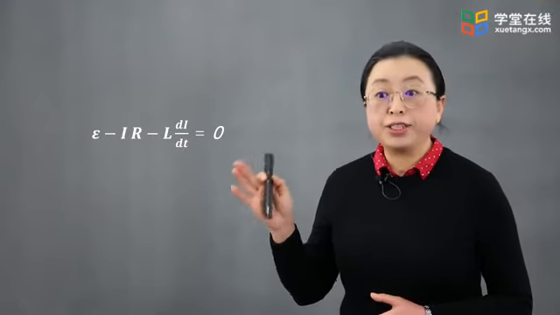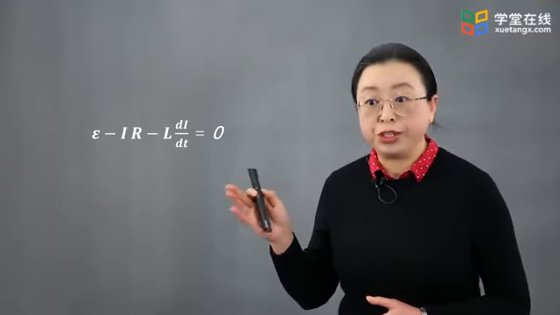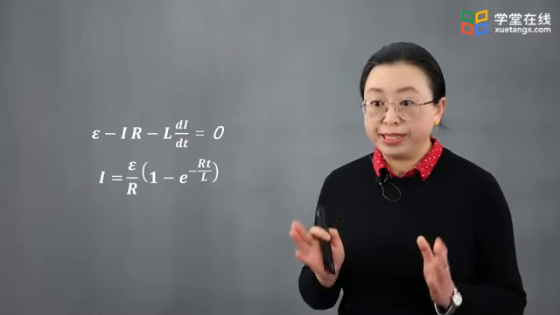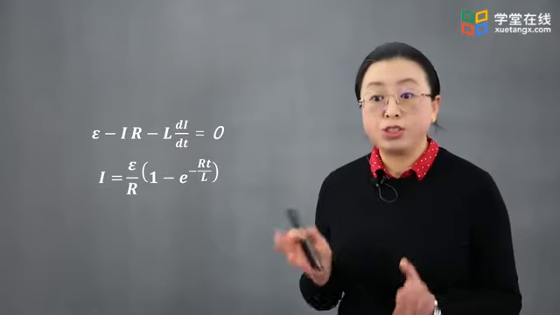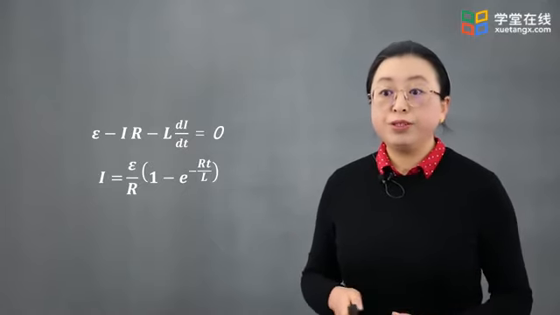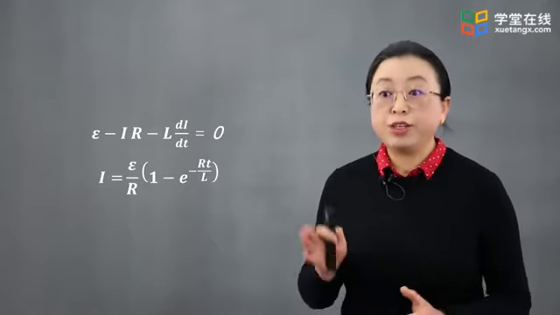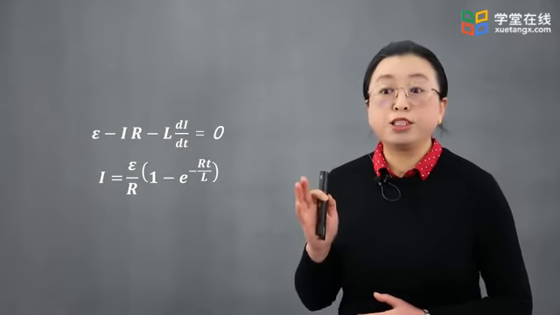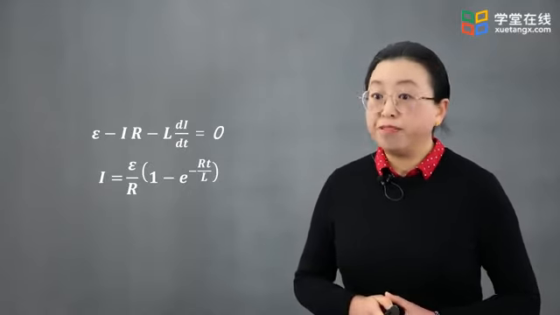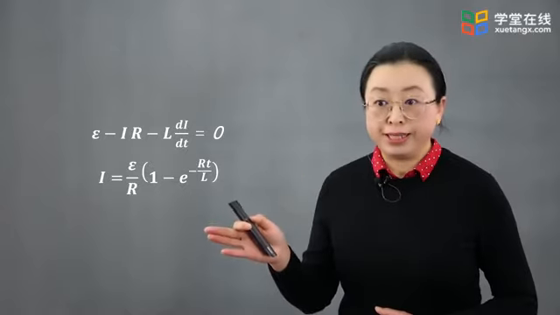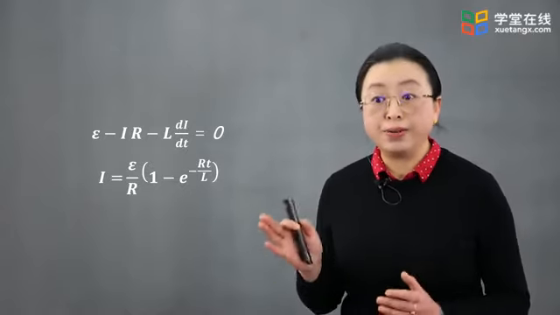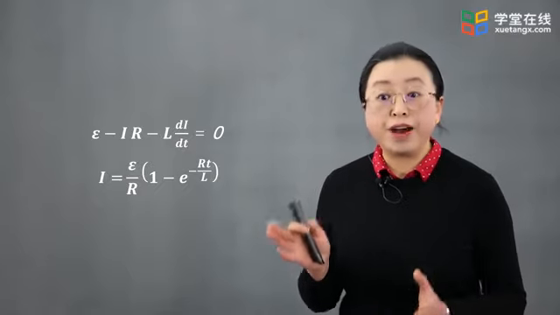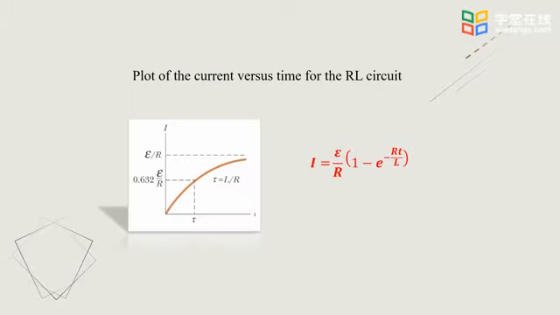We could find a solution to this differential equation. From this result, we could see how the current increases with time in the RL circuit. Due to the inductance of an inductor, the current increases with an exponential function. Obviously, if L equals 0, the exponential term becomes 0 and the current increases immediately to its final equilibrium. This is a plot of I versus time.